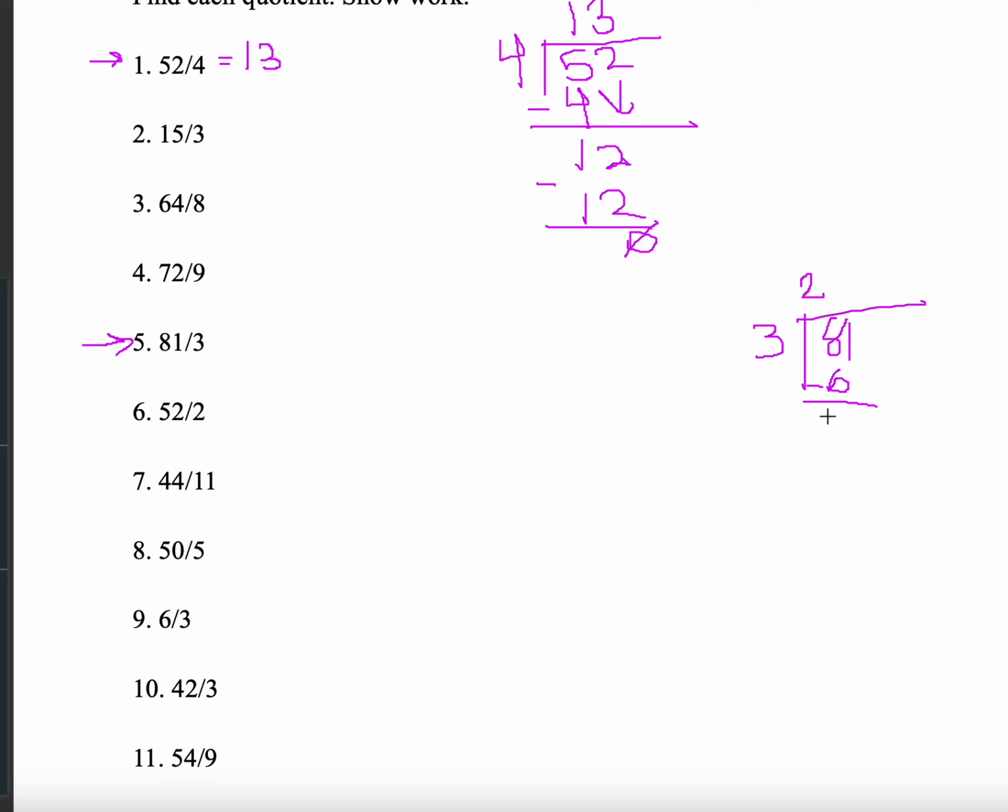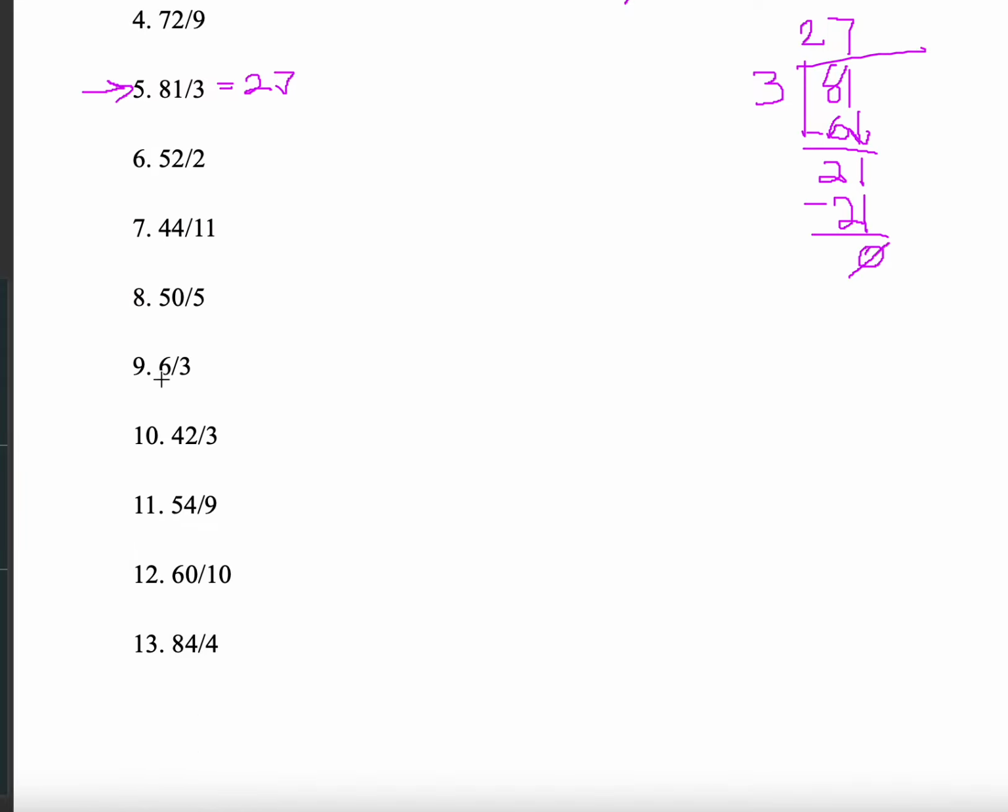8 minus 6 is 2, and we bring down the 1, so that turns to 21, and 3 goes into 21 exactly 7 times. So 3 times 7 is 21. So 81 divided by 3 is 27.